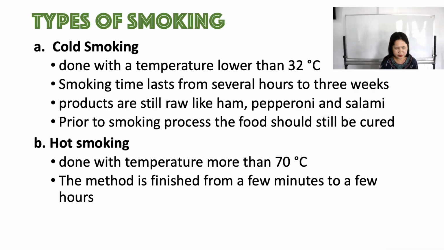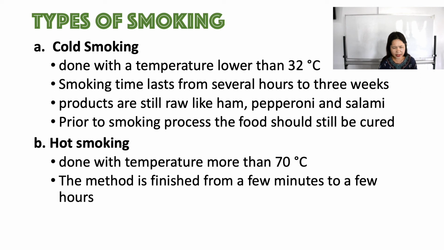And these are the types of smoking. Letter A, cold smoking. It is done at a temperature lower than 32 degrees Celsius. Smoking times last from several hours to 2 to 3 weeks, but the smoked products are still raw, like ham, pepperoni, and salami. Prior to the smoking process, the food should be cured.